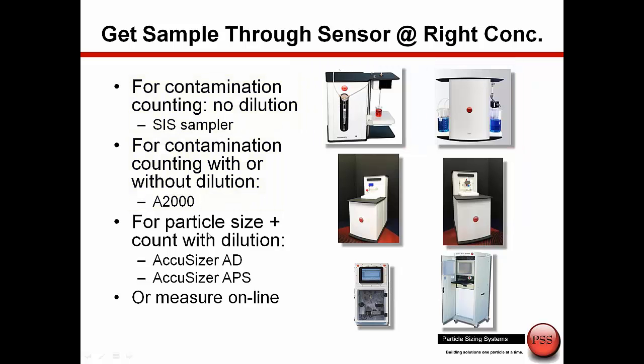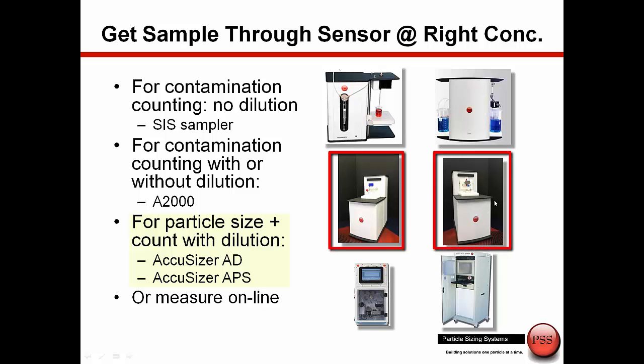If we want to work at higher concentrations, we either use the A2000 and use the automatic dilution feature, or we do have other systems, this is the AccuSizer AD and the AccuSizer APS, where we can actually dilute down with either single or two-stage auto dilution. And this way we can work at higher concentration samples, but still generate the result both in terms of particle size, concentration, and the size distribution for the entire range of the particles in the sample.